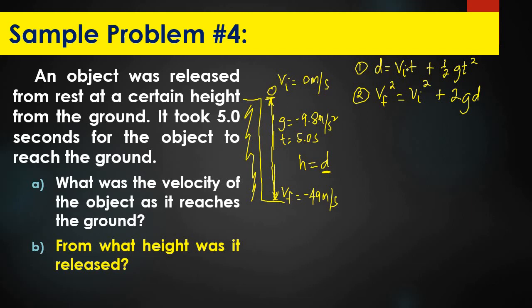Pag sa number 1, meron ba tayong Vi? Yes, sir. Meron ba tayong time? Yes, sir. May G, may time. Dito sa second naman, meron ba tayong Vi? Meron po. G and D. D, ito yung hanapin natin. Meron tayong Vf. So, unahin natin na gamitin si number 1.